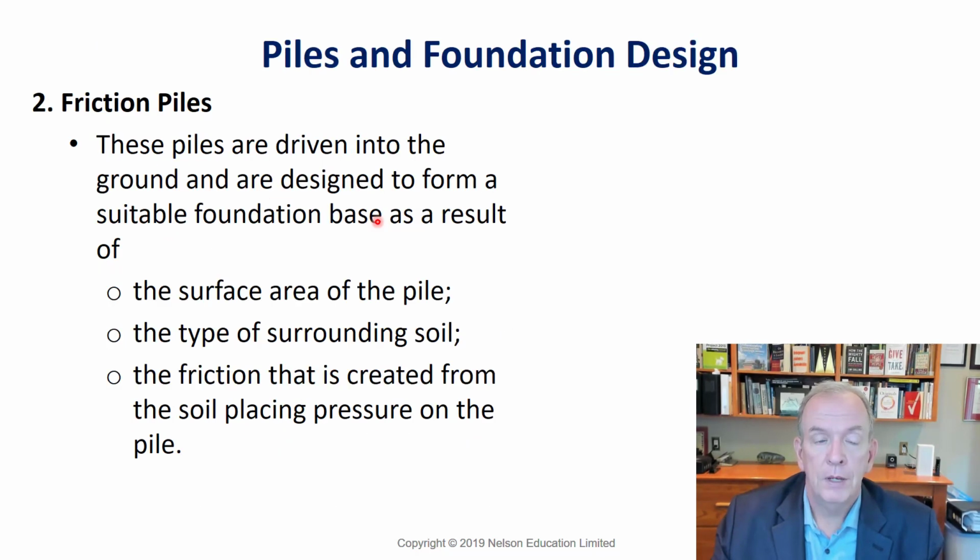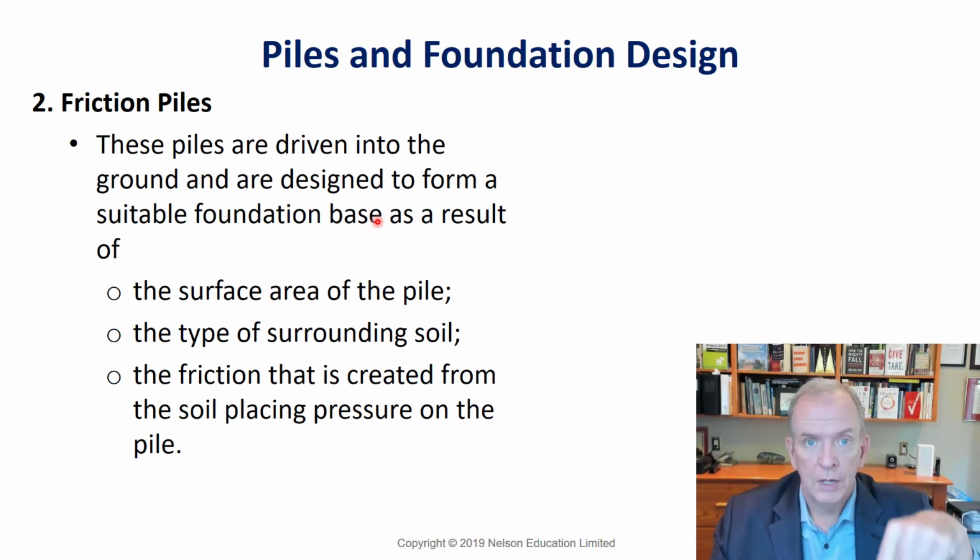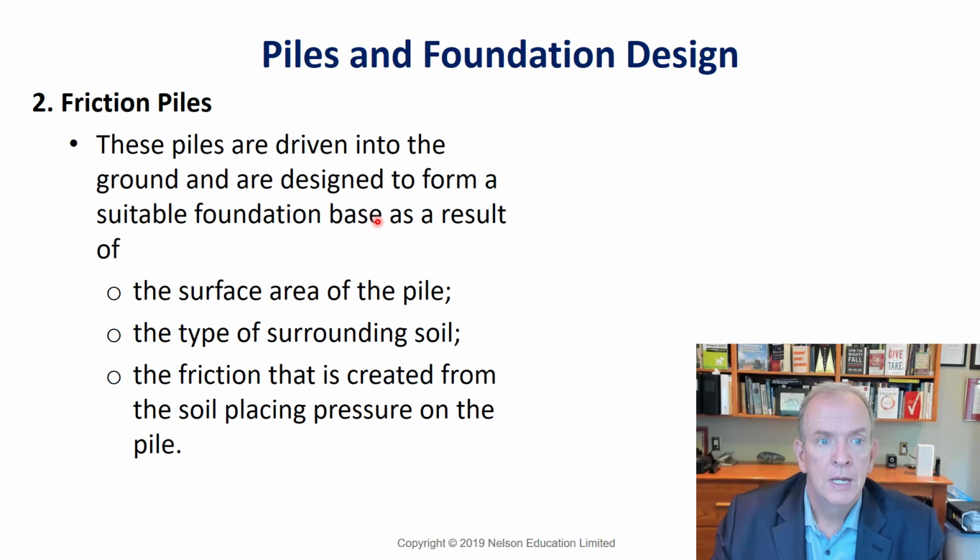You have bearing piles. Friction piles are another type of pile. Both are driven into the ground. They can also be drilled out and filled with concrete. So there's different mechanisms for doing that, or caissons.